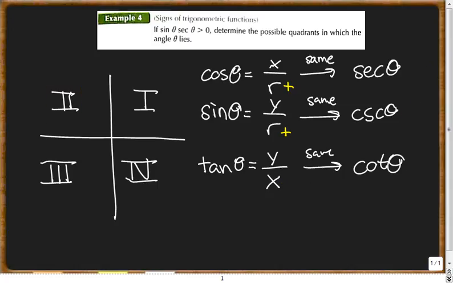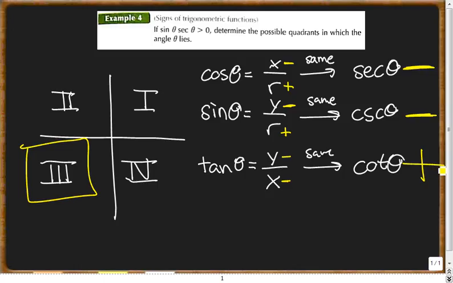Now, when we go to our third quadrant, x is negative. That makes secant and cosine negative. The y is negative, which makes sine and cosecant negative. And both x and y are negative, which actually makes tangent and cotangent positive. So this is kind of a unique thing where because you have a negative divided by a negative, we have a positive number.